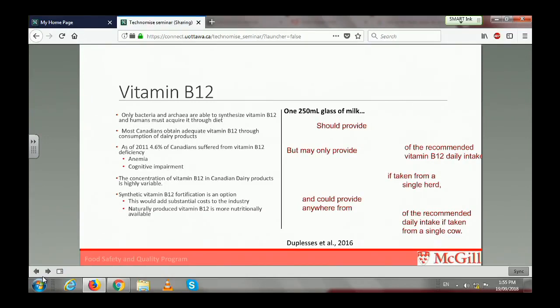So we could fortify it, but that adds cost to the dairy industry, which is already on razor-thin margins, so we're probably not going to do that. And the synthesized version isn't as bioavailable as the kind you actually get from bacteria and archaea.